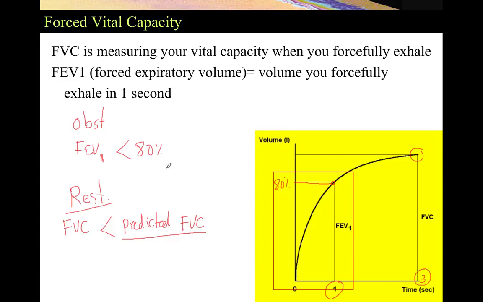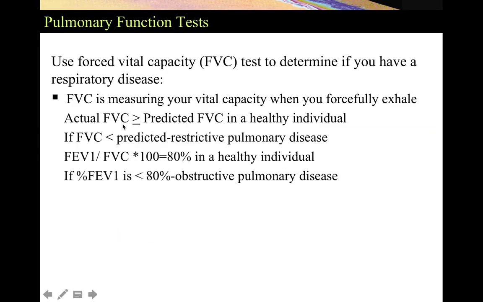The opposite is obstructive pulmonary disease. You want to get rid of up to 80% of the air inside your lungs in the first second. So if FEV1 is less than 80%, that implies you have an obstructive pulmonary disease, which means something is preventing air from leaving your lungs.